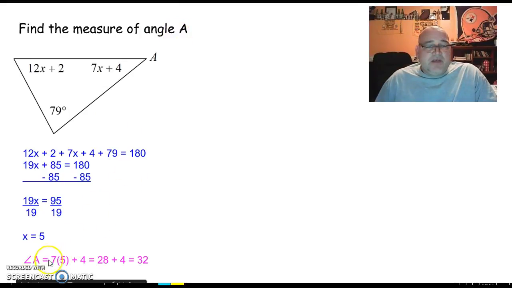So to finish this up, angle A is 7x plus 4, so putting 5 in for x, 7 times 5, and actually I have a math mistake on here. This should actually be different than this. It should be 35 plus 4. The answer should be 39. So make sure and correct that when you write this down.